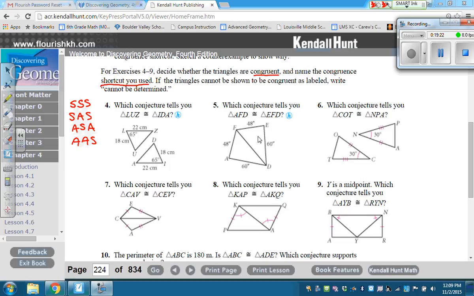So look up here. And the first one's really easy. In combination, you have two sides and the angle between the two sides of the first triangle congruent to, because one's 18, one's 22, and the angle 65, congruent to two sides and the angle between the two sides. Okay, so we would conclude that angle L and angle I are equal, so they should be in the same relative position. Position's important. And I'd say the triangles are congruent.